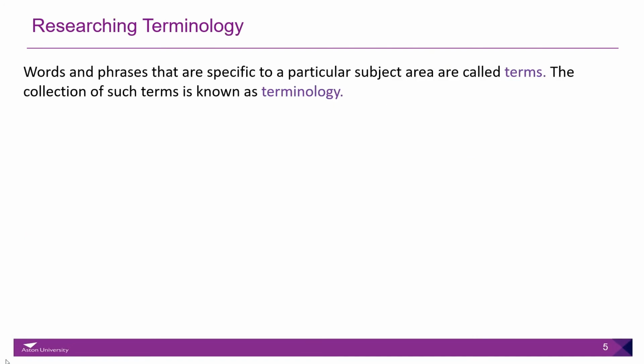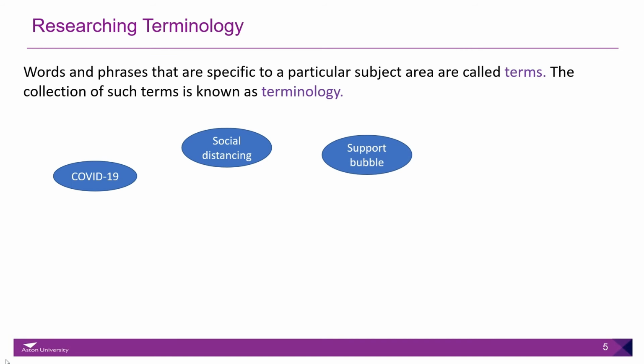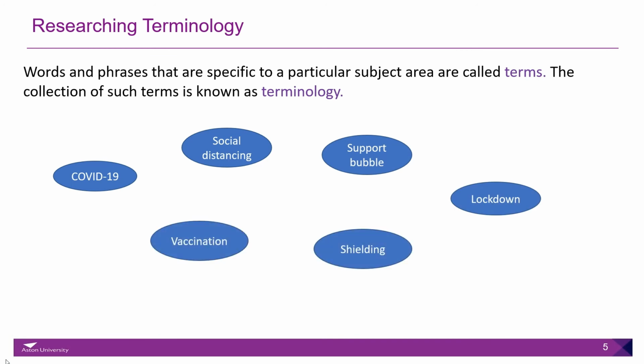Words and phrases that are specific to a particular subject area are called terms. The collection of such terms is known as terminology. These are all terms that are relevant to the coronavirus pandemic. They have to be translated accurately to ensure that their meaning is understood within the context of the pandemic.